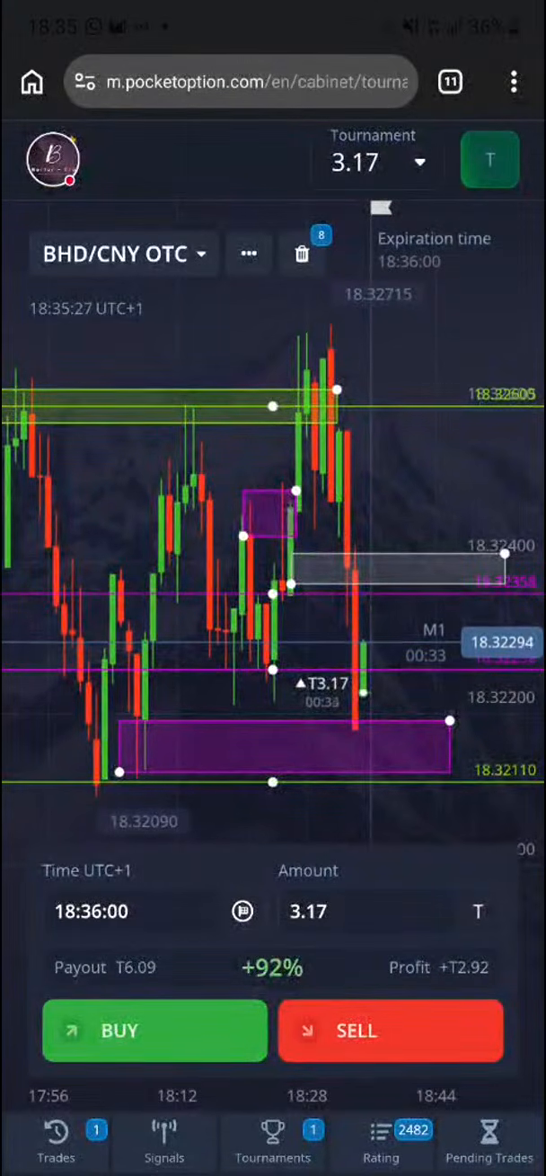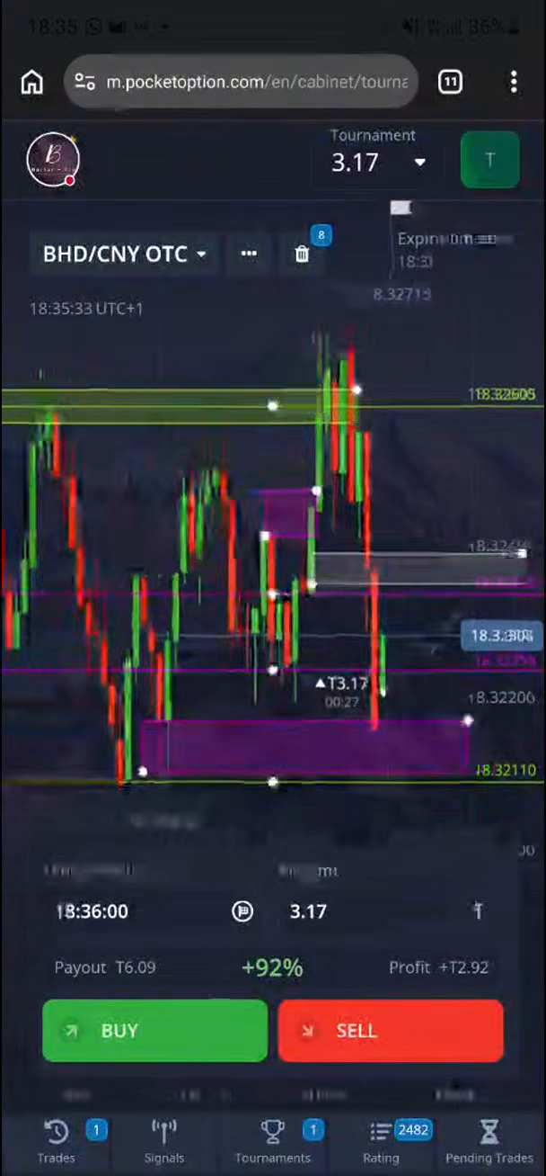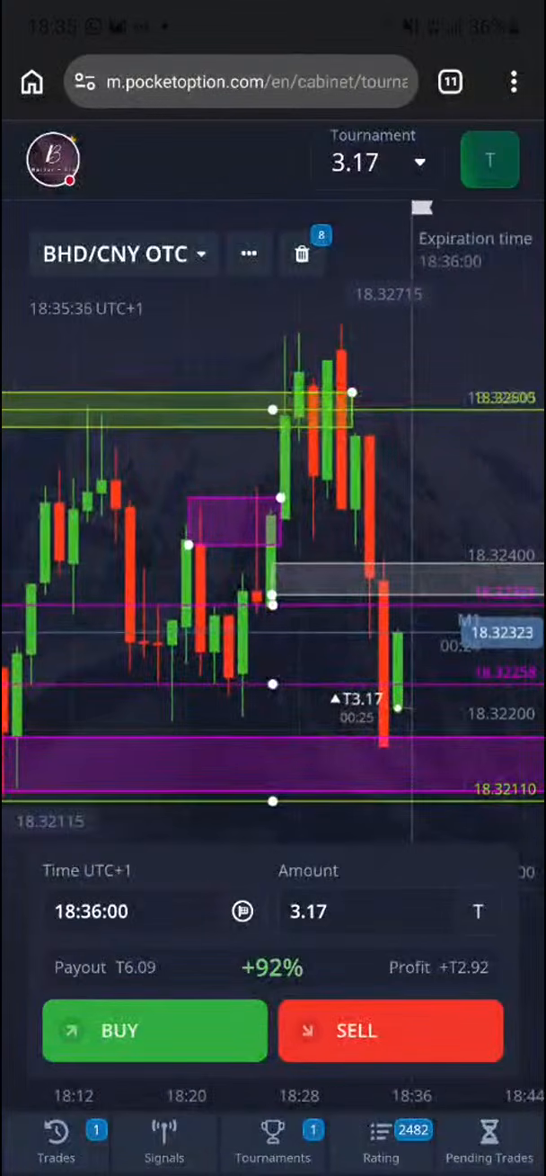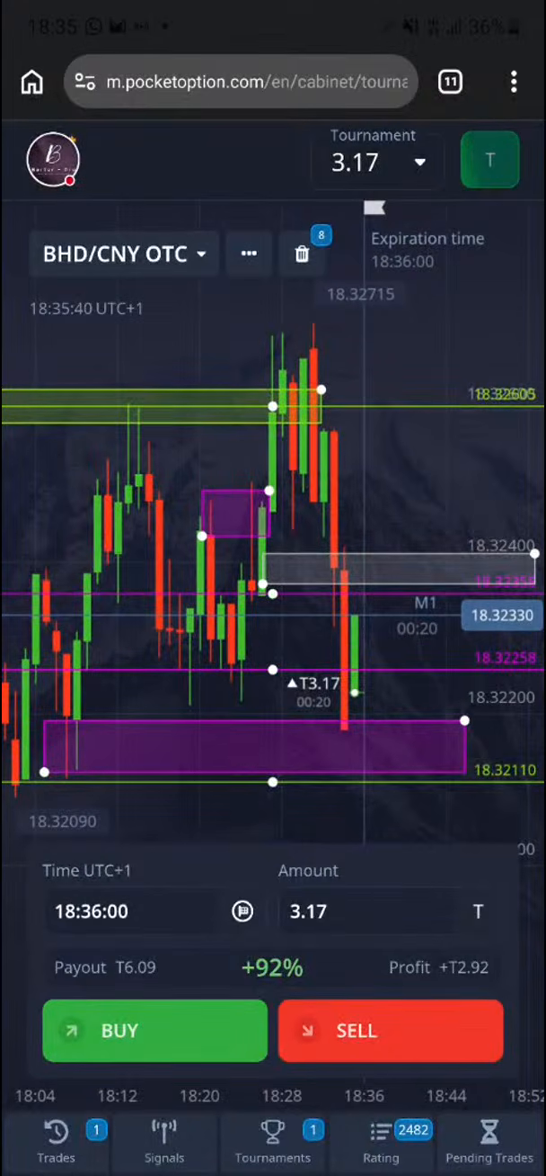Now normally a gap up is in favor of the sellers, but because the market is unstable, you have a gap up and then buyers come in. Normally it shouldn't be like this. When you have a gap up, the sellers are most likely to come in.